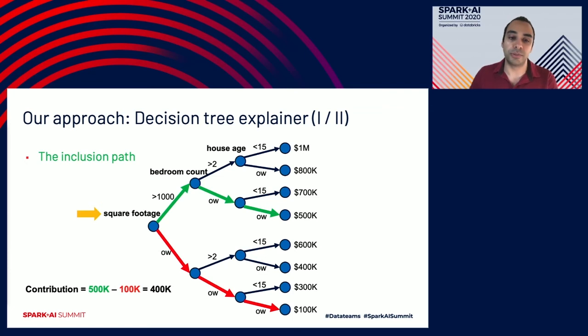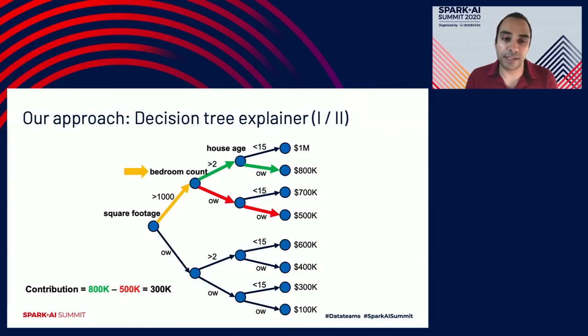So that's going to be the contribution of square footage. Now we go forward in the tree. We fix the square footage as what it was, and then for the next feature, we do the inclusion and exclusion paths again. So bedroom count, if it wants to be greater than 2, for this prediction that we were talking about, it is. So the inclusion path is that feature is going to be set to 1, and the remaining features are going to be 0. So again, the contribution of bedroom count is going to be 800 minus 500, which is 300,000.